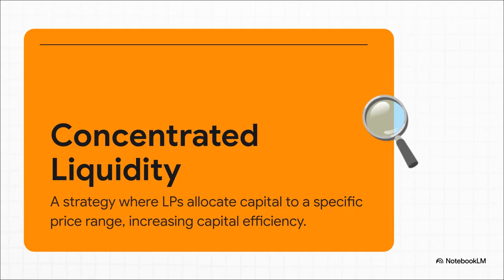And this brilliant idea is called concentrated liquidity. So instead of your money covering every price from 0 to infinity, you, the liquidity provider, get to pick a super specific price range. And what does that mean? It means way less capital can do way more work, which means you earn way more in fees. It's an absolute game changer, for real.